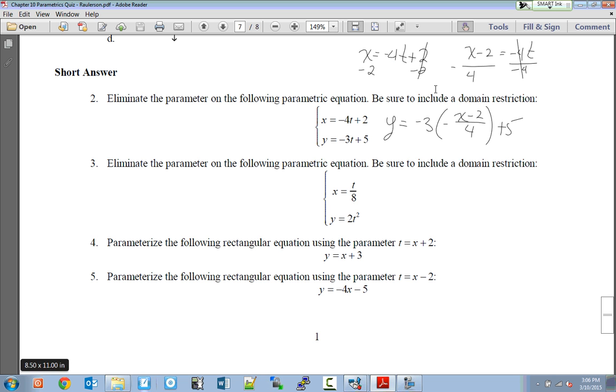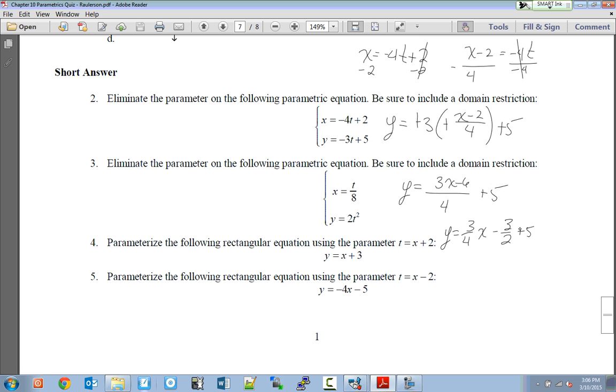All right, so just like that. These negatives will cancel to positives, and you just distribute the 3 through. So we're going to get y equals (3x minus 6) over 4 plus 5. And then, of course, we can split this up into 2 separate fractions. y equals 3/4 x minus 6 over 4. We reduce down to 3 over 2. And then, of course, plus 5.